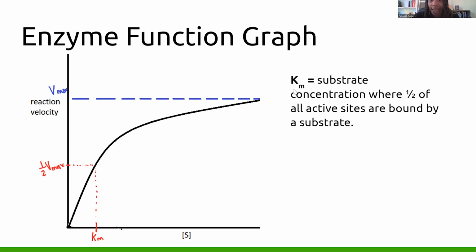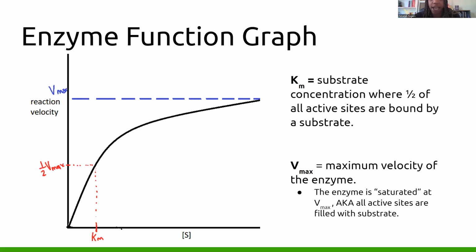So as stated, Km is the substrate concentration where half of the active sites are bound by a substrate. And the Vmax is the maximum velocity of the enzyme, how quickly the reaction can occur. At this rate, the reaction won't occur any faster, even if you give me more substrate. All of the enzymes are completely filled. And when there's no more substrate that you can add, when every single enzyme has a substrate bound to it, you can think of this as being saturated.